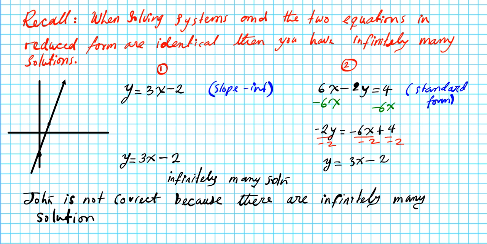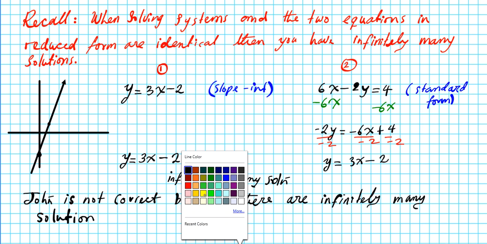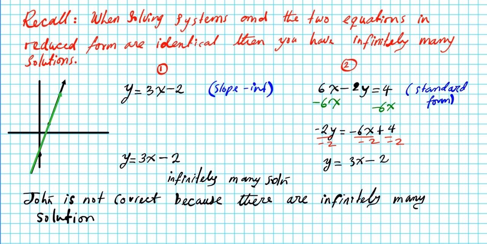So let's go ahead and graph it. I'm going to make it green. So I graph it on top like that. So where do they intersect? Where are the points of intersection? Everywhere. They intersect everywhere on the domain. So that means you have infinitely many solutions.